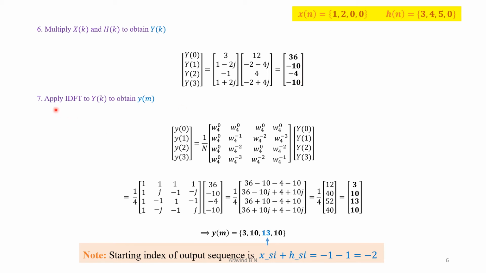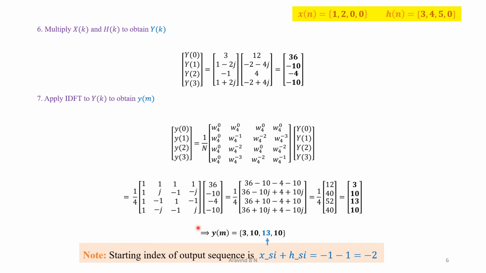The next step, apply inverse DFT to y of k to obtain y of m. So for these values, we are applying the inverse DFT again using the matrix method. So that has been done over here. Substitution has been done, and after simplification, we are going to get the answer as 3, 10, 13 and 10. So finally, y of m is represented as 3, 10, 13 and 10.